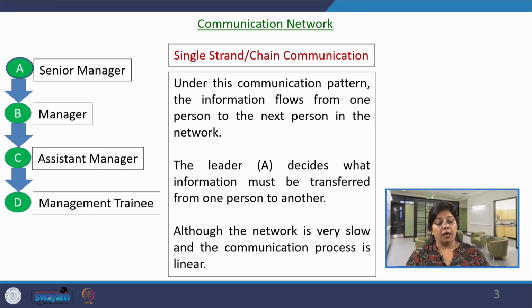It will transfer accordingly. Although the network is very slow and the communication process is linear, because once information has reached A, it will only go first to B and then C. It will never go from A to C or B to D. There is linearity in the process of communication and it is a slow process to transfer knowledge. This is the disadvantage or shortfall of this kind of communication, but in certain organizations information will flow effectively through this kind of network only. So, this is single strand or chain communication.